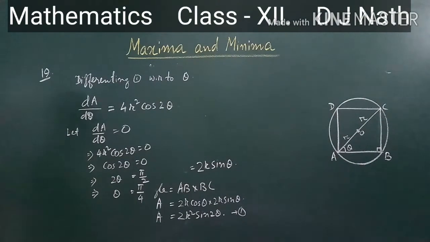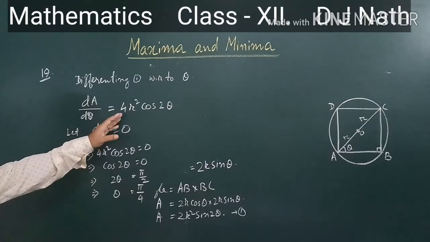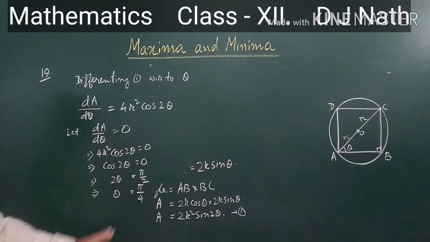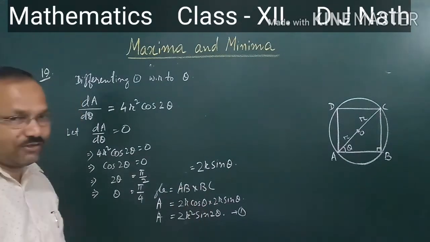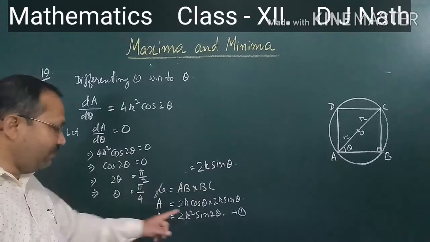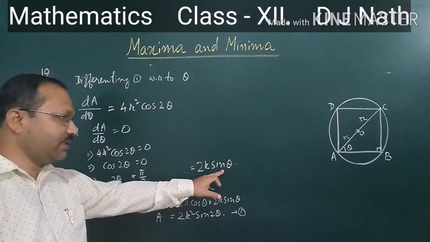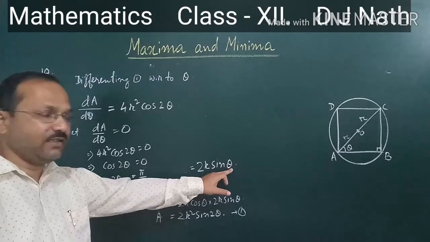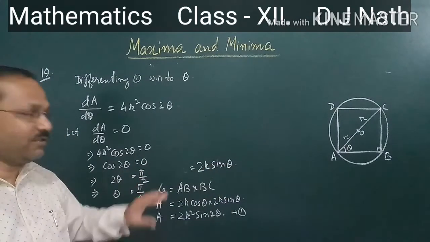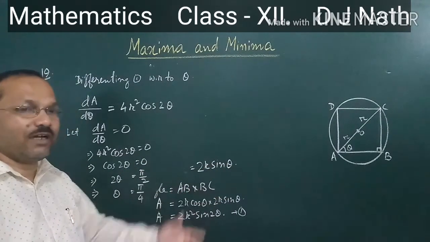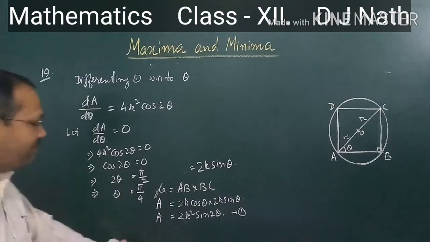Now at pi by 4, if we do the double differentiation and it is negative, we can say it is maximum. Also, if theta is pi by 4, we can check whether AB and BC are the same. The sides are 2r sin theta and 2r cos theta. Sin pi by 4 and cos pi by 4 have the same value, so AB and BC will be equal. Now we have to show that it is maximum.